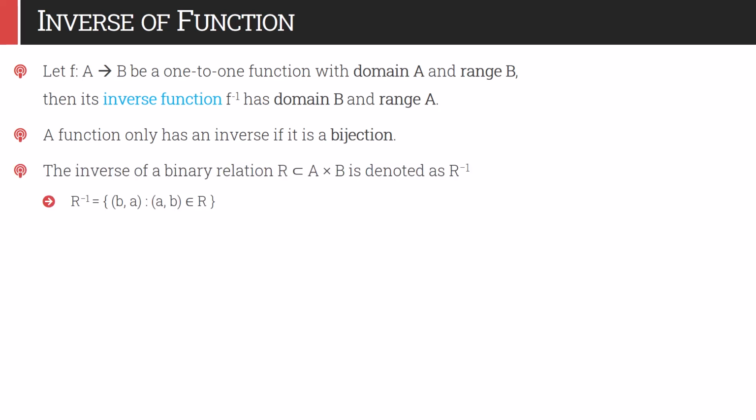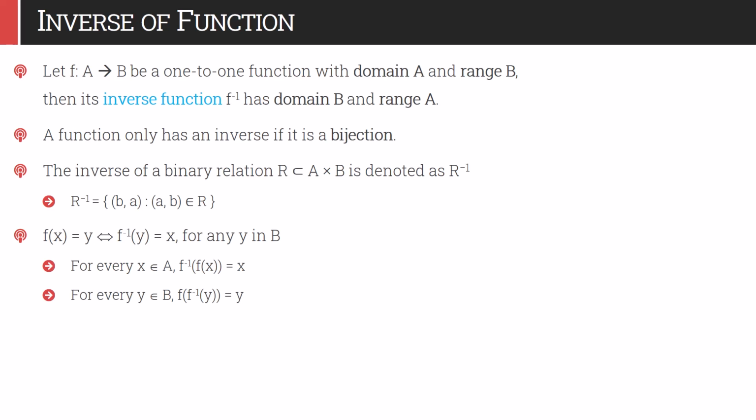The inverse of a binary relation R, which is defined over the Cartesian product A and B, is denoted as R inverse, which is equal to the pairs (B, A) such that (A, B) is in R. So if (A, B) is in R, then (B, A) should be in the inverse of that relation.